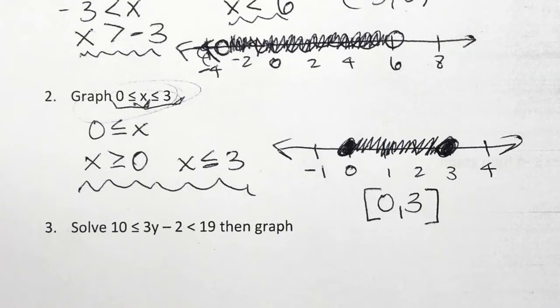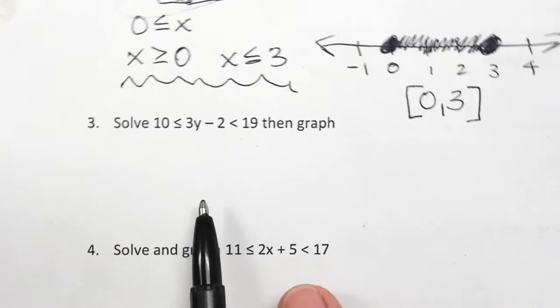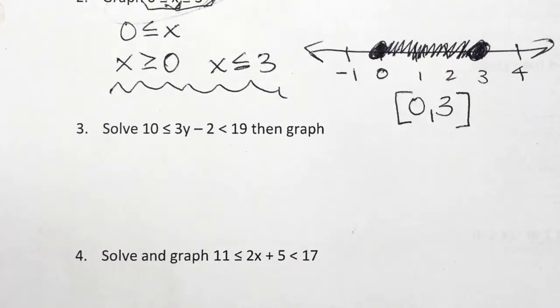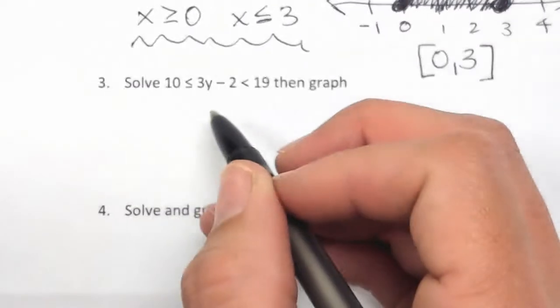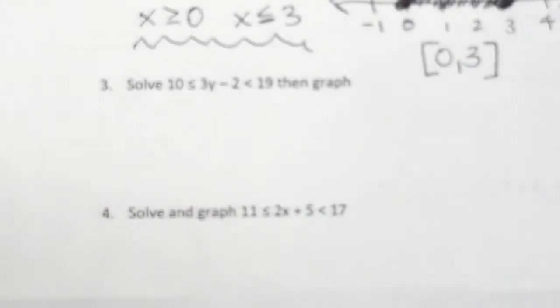Everybody's good? Alright, this one's different. How is this one different? Yeah, we have to get Y by itself in the middle, right? Yes. Just like on this one, have the variables in the middle. So here's our Y.